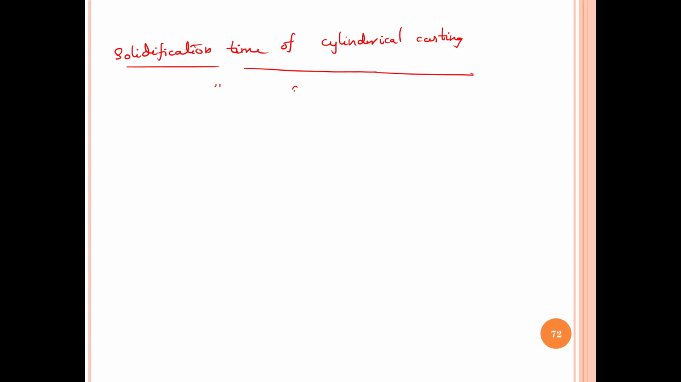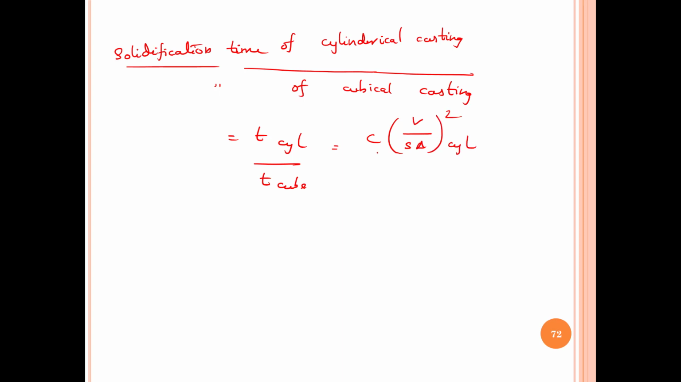Now we want to know the ratio of solidification time. So solidification time of cylindrical casting divided by solidification time of cubical casting, that is T cylindrical divided by T cube, which is equal to C into (volume divided by surface area of the cylinder) square, divided by C, the constant, into (volume divided by surface area of the cube) square.